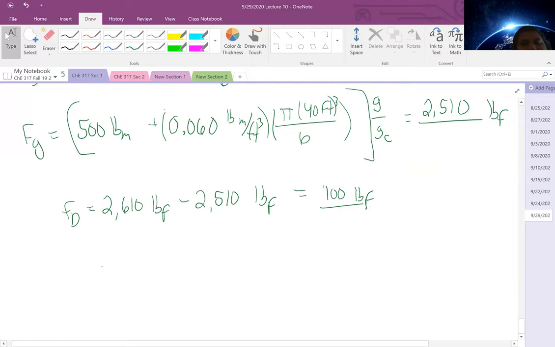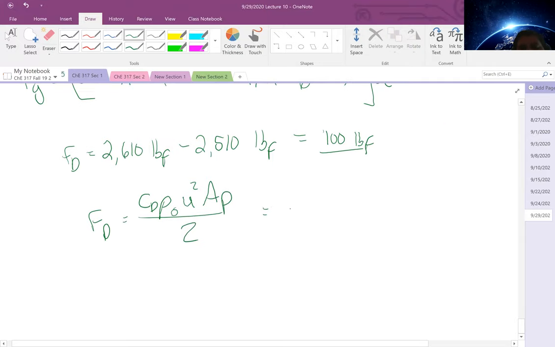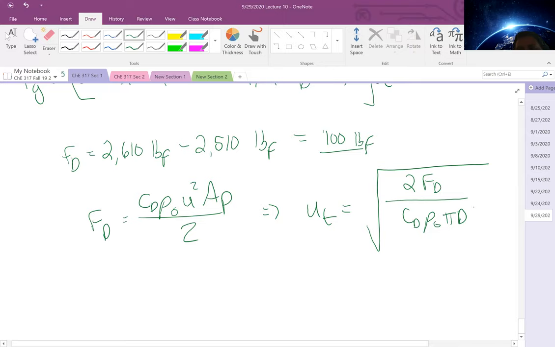And since I know my drag force is equal to my drag coefficient times the density on the outside, velocity squared times the area over 2, for this problem, I can say my terminal velocity is equal to the square root of 2 times my drag force divided by drag coefficient, density on the outside, times the projected area, which is pi d squared over 4. So this makes this an 8.